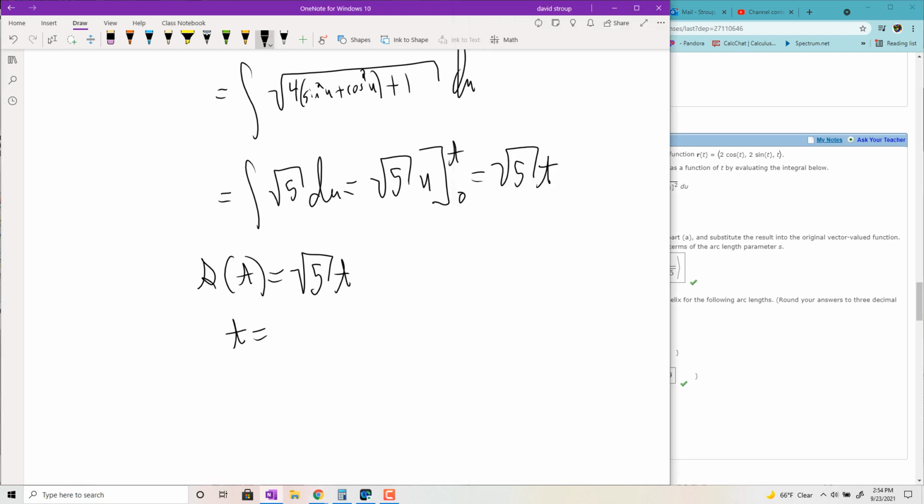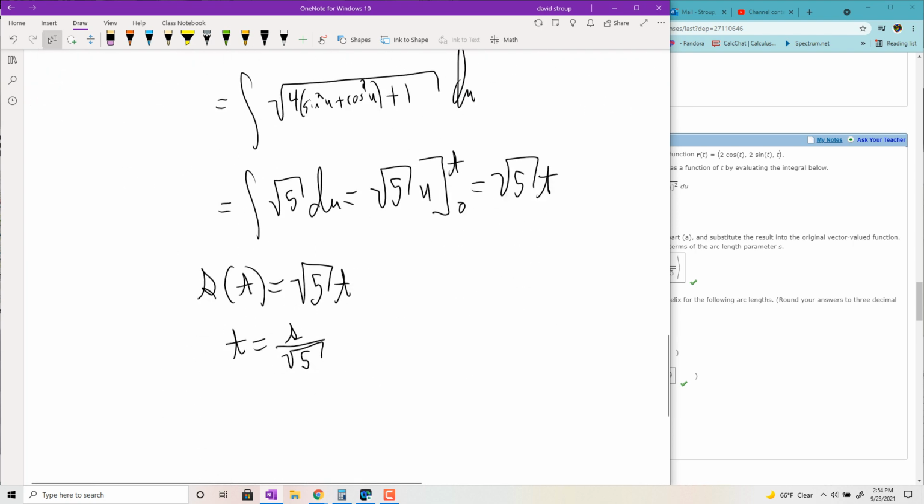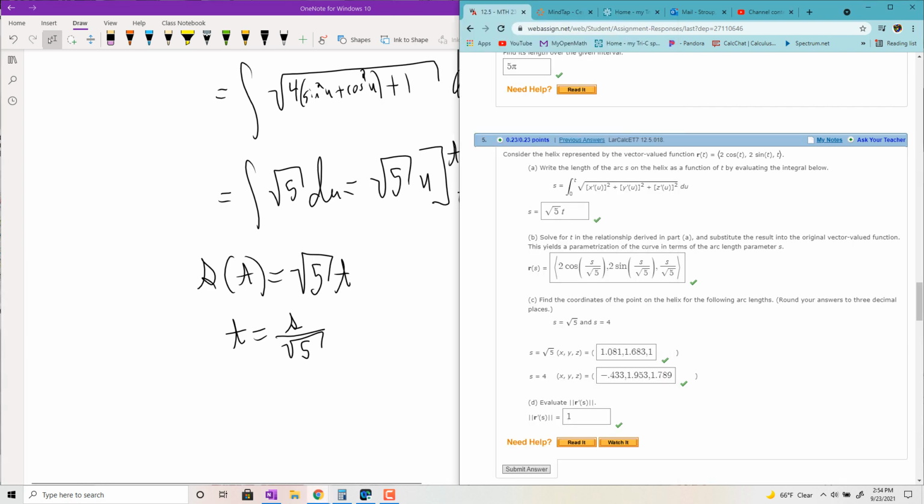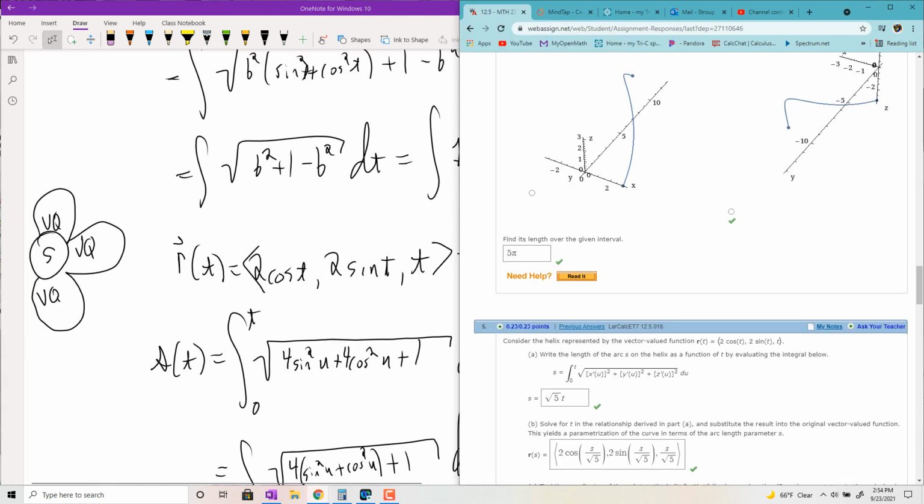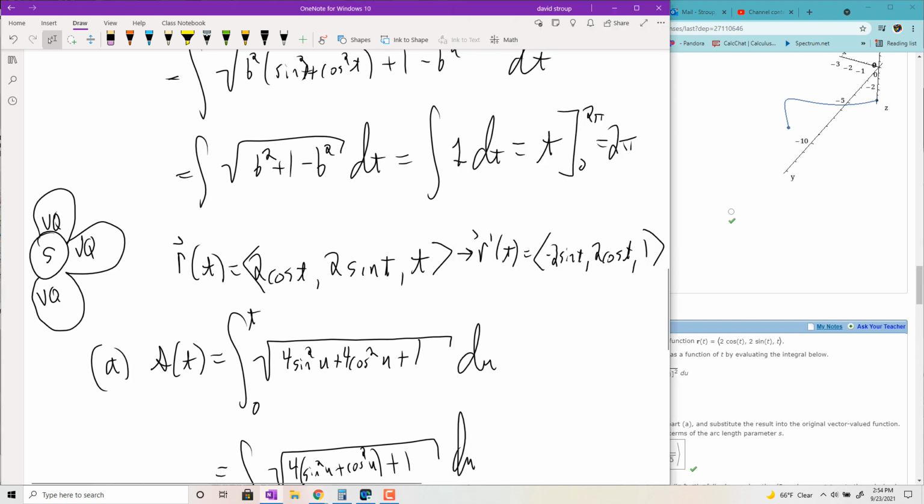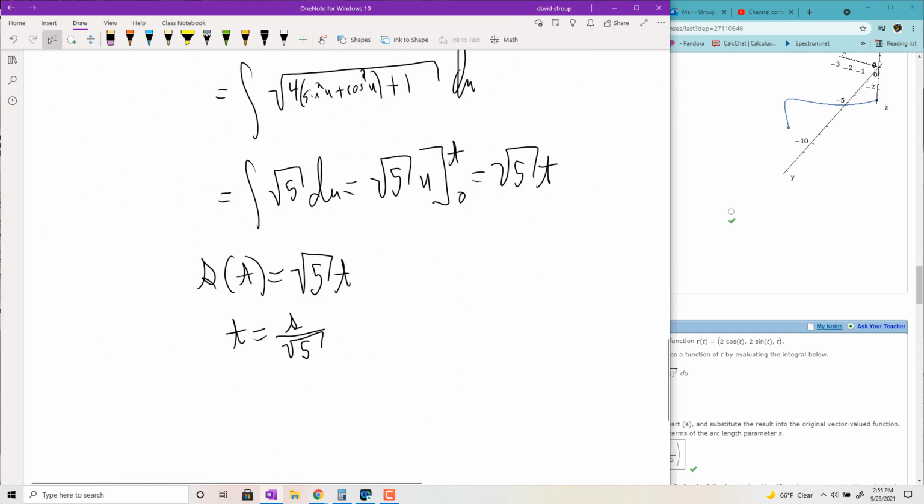So t must be S of t all over root 5. And then I'm going to take this thing and dump it back into R of t. Okay. So that will give me R of S. So this was part A here. Okay. And now I got part B.